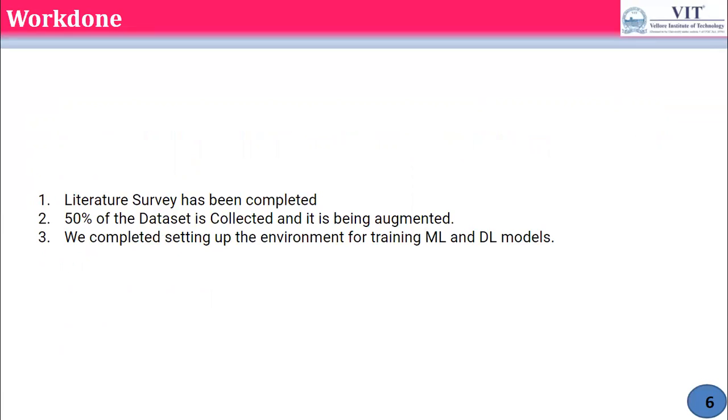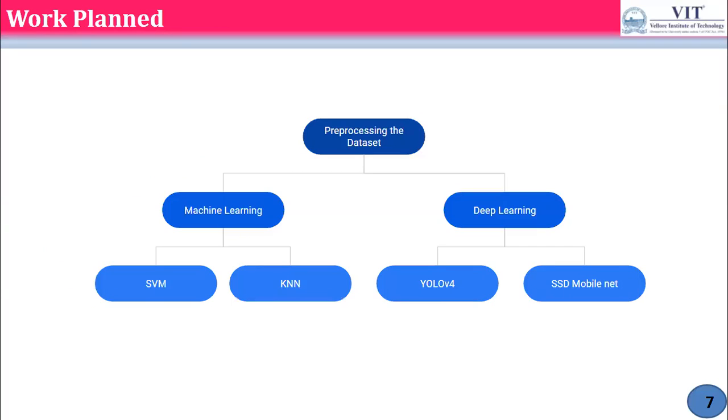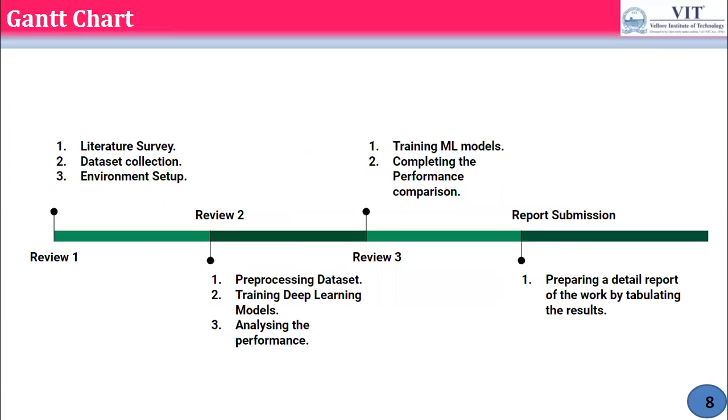We also completed setting up the training environment for ML and DL models in our workbench. The work planned is pre-processing the dataset first, and then we will be doing machine learning and deep learning separately. As we already said, for machine learning we will be doing only two models, support vector machine and KNN, and under the deep learning category, we will be doing YOLO V4 and SSD MobileNet.